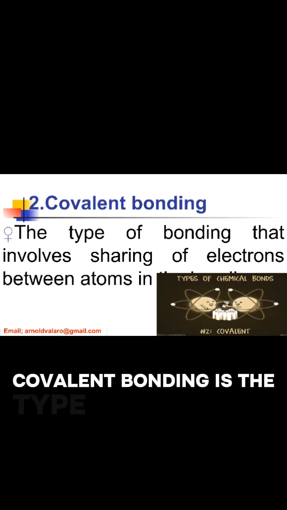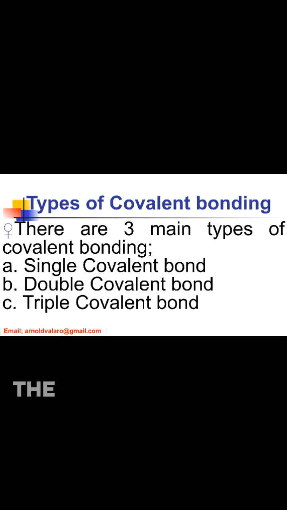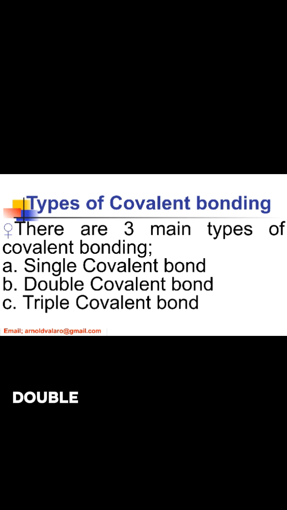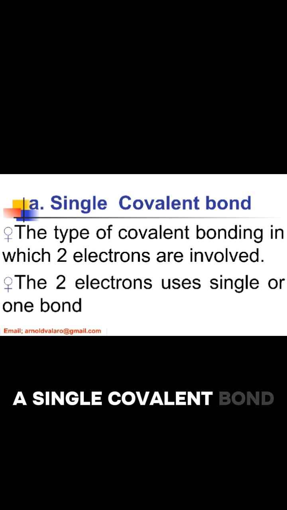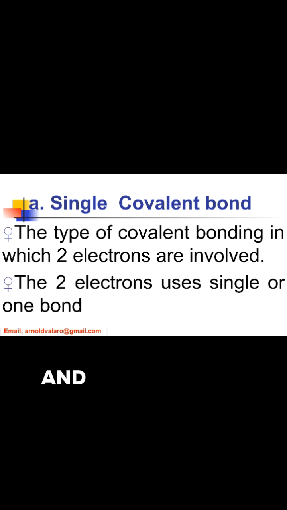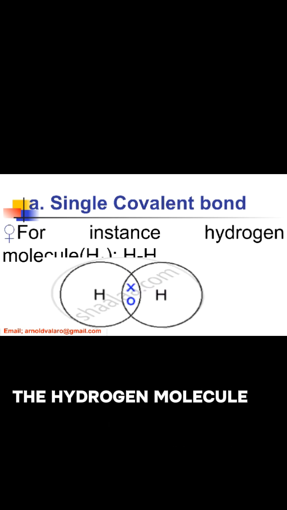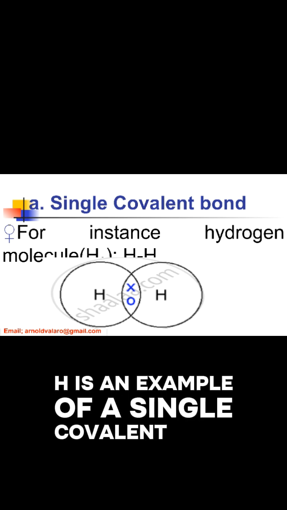Covalent bonding is the type of bonding that involves the sharing of electrons between atoms. The three main types of covalent bonding are single covalent bonds, double covalent bonds, and triple covalent bonds. A single covalent bond involves two electrons and uses a single bond to connect the atoms. The hydrogen molecule, H2, with the structure H-H, is an example of a single covalent bond.